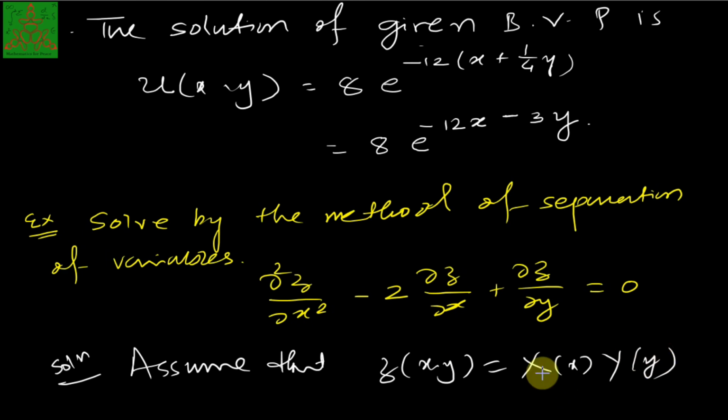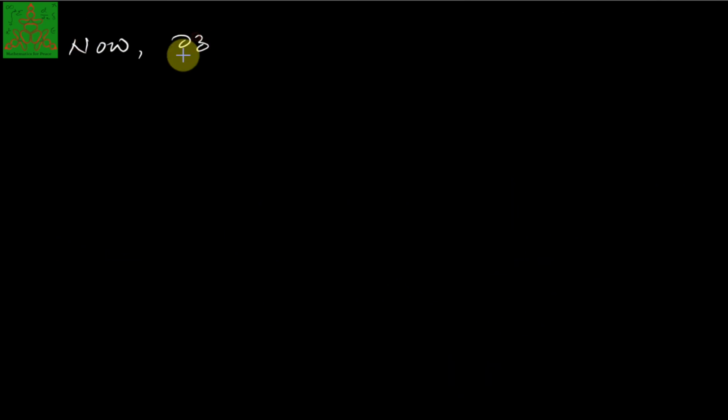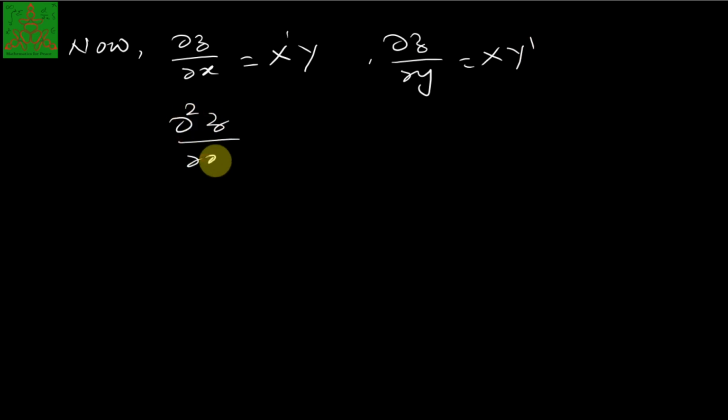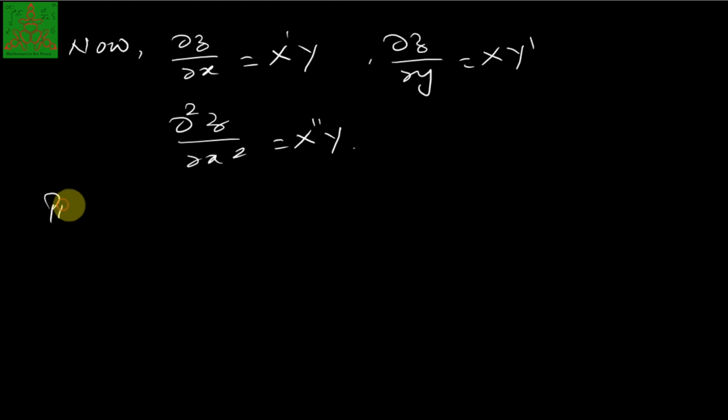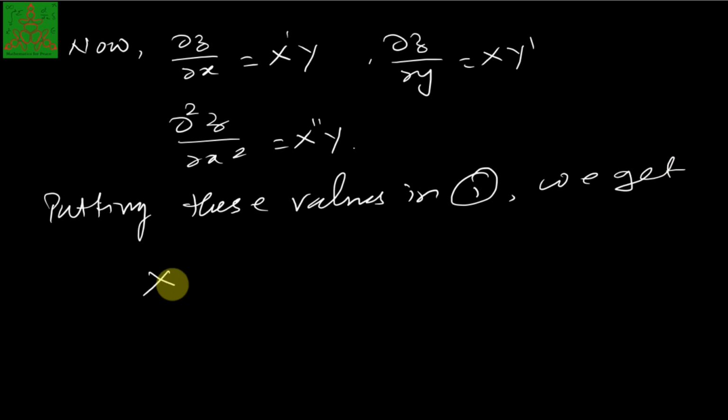And we need to substitute this value of z into this equation. So therefore I need to calculate the double derivative of z with respect to x, del z by del x, and del z by del y. So now del z by del x will give me X' Y. Del z by del y will give me X Y', and del square z by del x square is equal to X'' Y. So therefore if you substitute these values into the given equation, say this is equation 1, putting this value in 1, we get X'' Y minus 2 times X' Y plus X Y' is equal to 0.